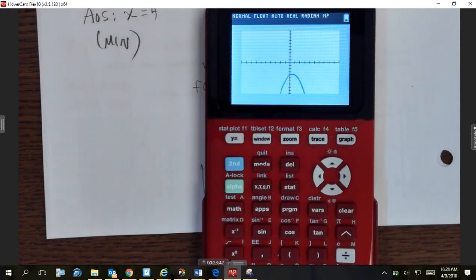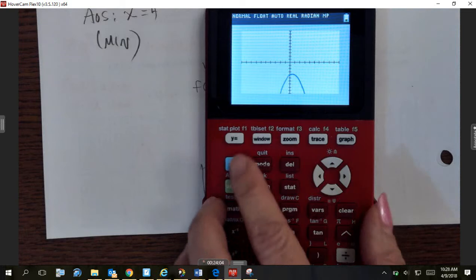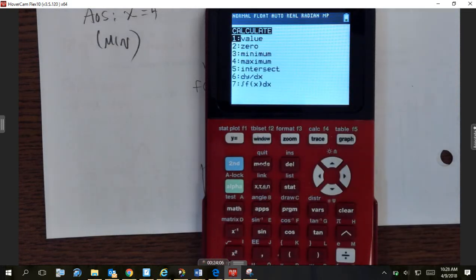Do I have any errors? So you can tell by the picture now, yep, you were right, it was a maximum. If you're doubting yourself, you can look at the graph. This is a tool to help check your answers. Everything that you want to find about the graph is under calculate. So we're going to do second trace. And under those choices, what do you think we're going to choose? Maximum. We're going to choose maximum.